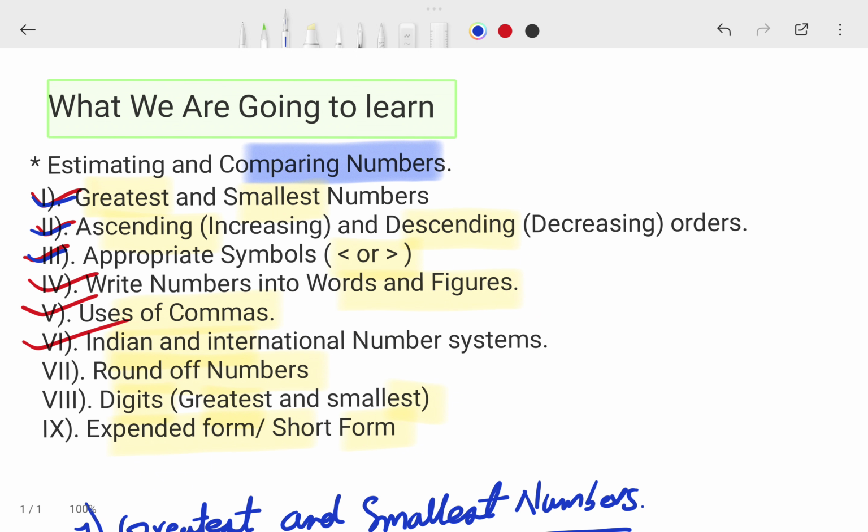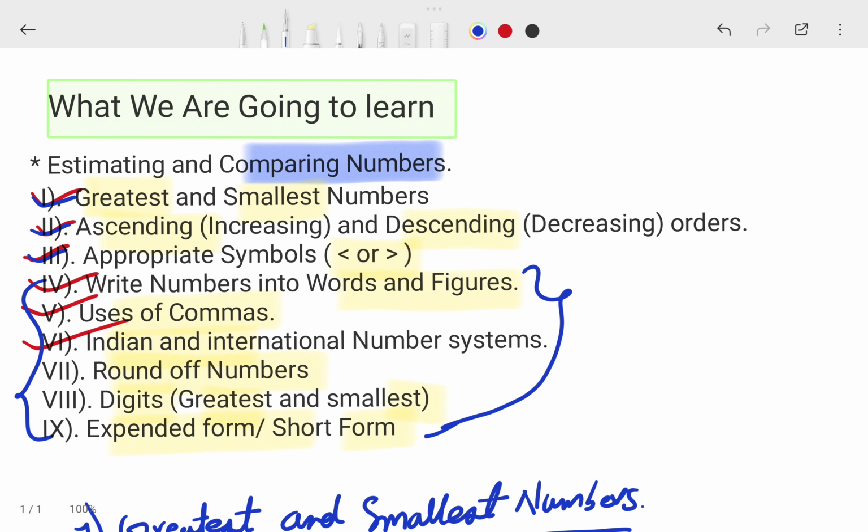But from here, like writing numbers, using commas, and the international system, I didn't explain in detail. I explained it, but not the way I would explain it to a weak student. Why? Because the time is also running out. If I explain every question in detail in the videos, the time is going to be 2 or 3 hours.